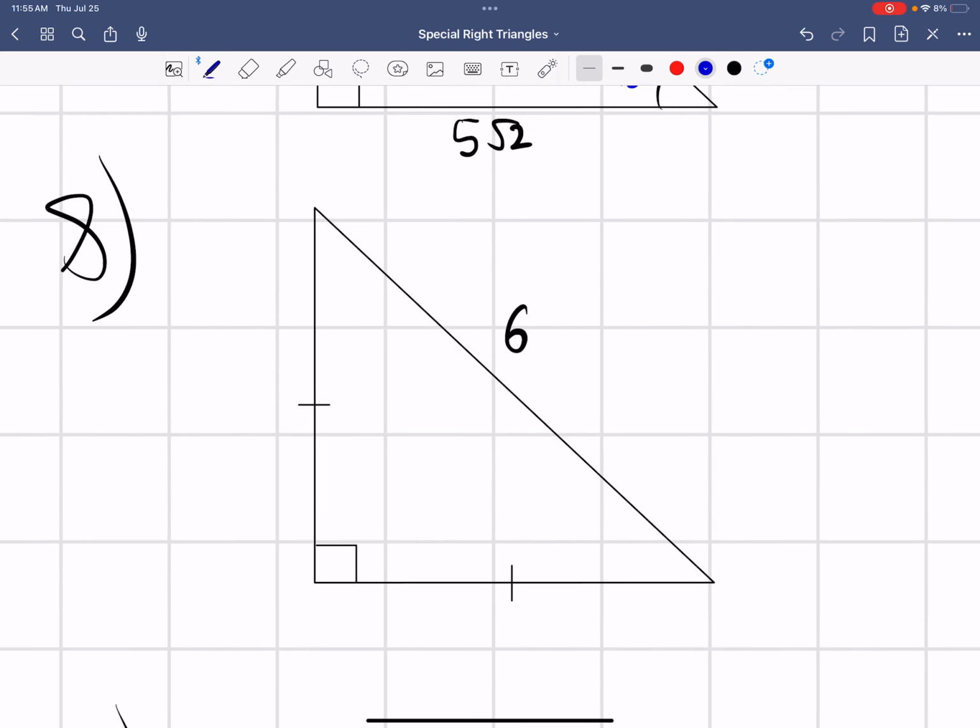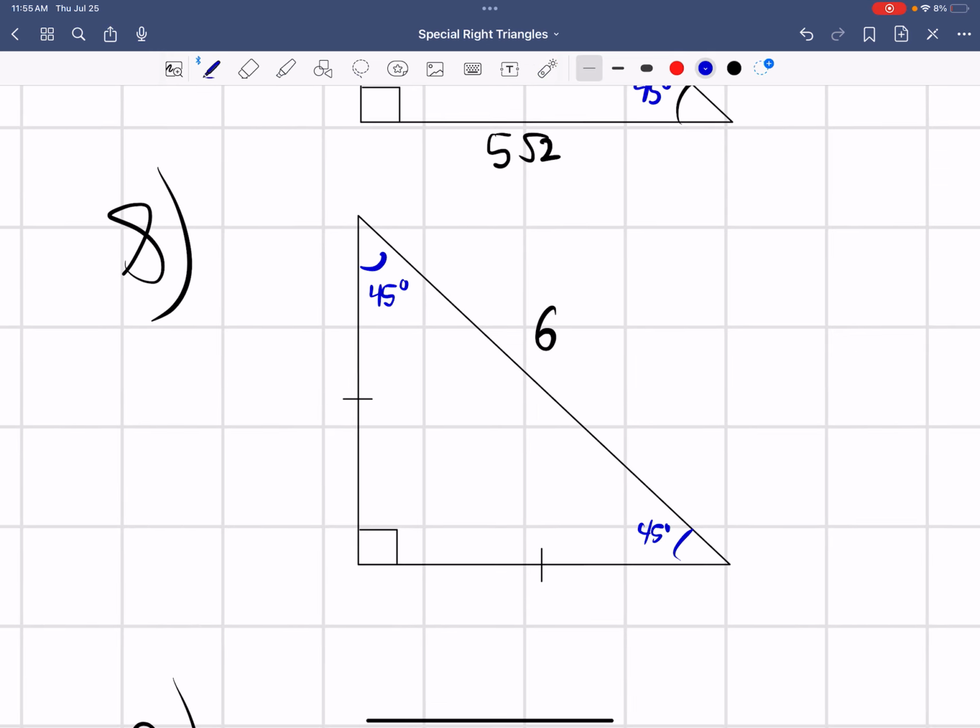So same type of triangle. Again, we have the 45, 45, 90 triangle, since those two legs are congruent. However, this time we're given the hypotenuse and asked to find the two legs. Now, when we went from the leg to the hypotenuse, we multiplied by root 2. So to go backwards, we'll just divide by root 2. And so we'll do 6 divided by root 2.